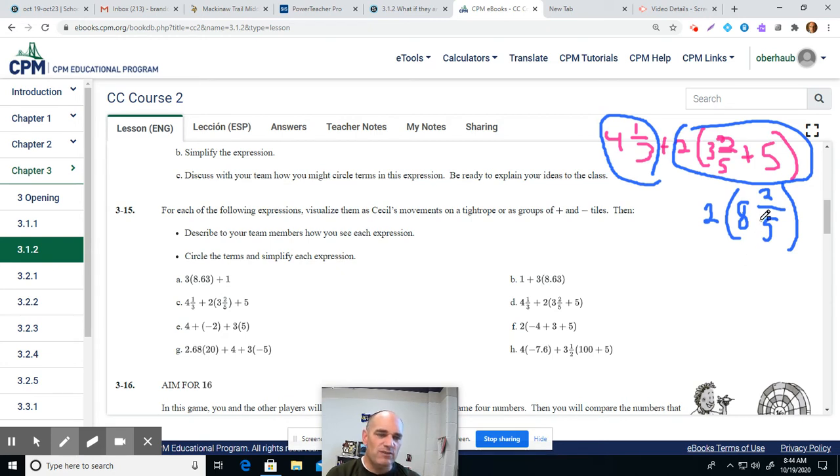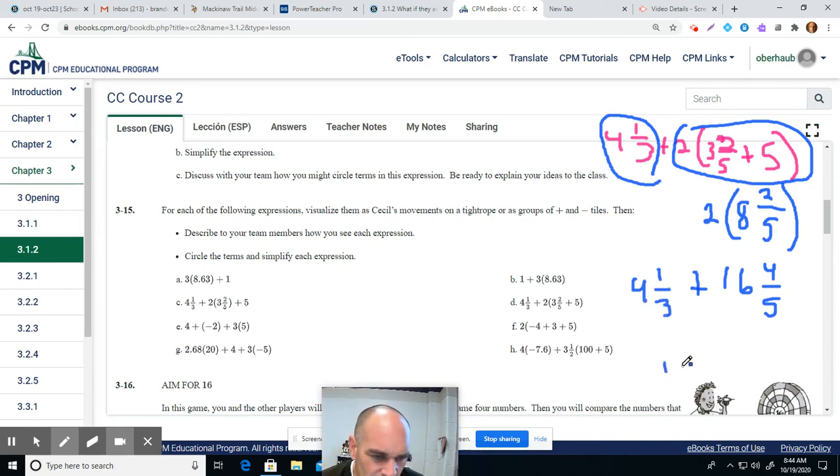So if I do 8 2/5 twice, 8 and 8 gives me 16. 2/5 and 2/5 gives me 4/5. So we could think of it that way. Or if you want, you can go through and multiply these fractions. But this is just saying I have 8 2/5 twice. So it gives me 16 4/5. Plus, we have our 4 1/3.